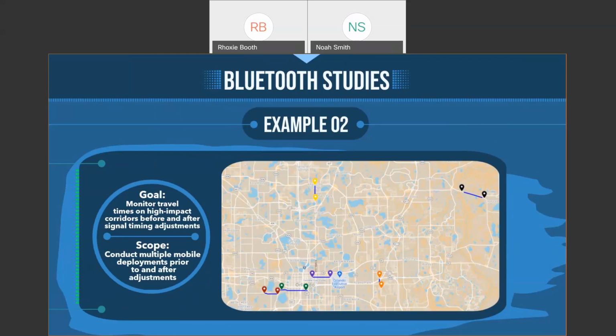Second example, and this is a great reason to deploy our temporary deployments, our mobile deployments, for before and after studies. What you're seeing here is some high impact corridors in Florida, where we would do a week of collection prior to and a week of collection after signal timing adjustments had taken place to monitor the health of those corridors. And again, with our mobile deployments, we can literally just get a nice fast deployment, fast turnaround time, efficient data collection. We can get this diagnosed quickly and easily.